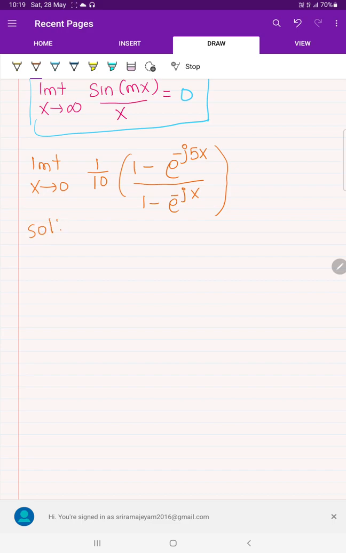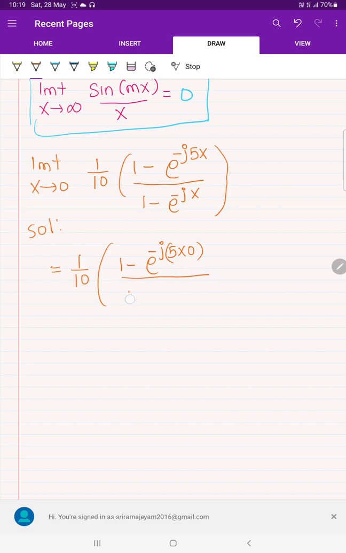So let us see the solution for this question. I am taking the whole function once again. I am going to replace x by 0. So I am directly writing the answer. If I replace x by 0, then what will I get? It will become 1 minus e power minus j times 5 into 0.